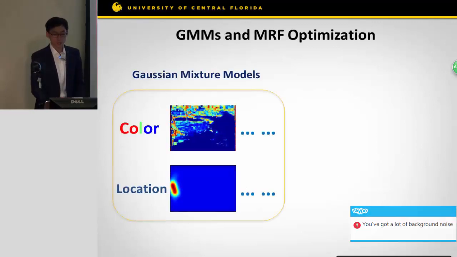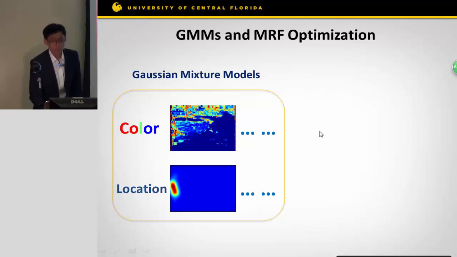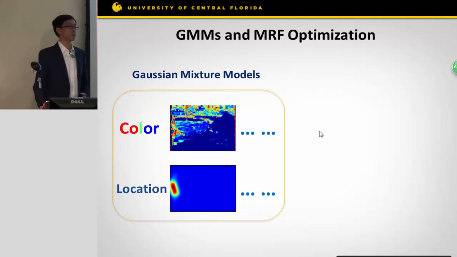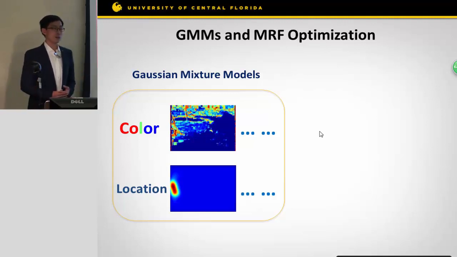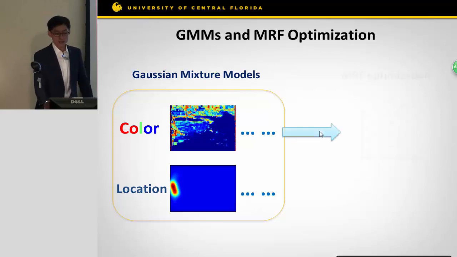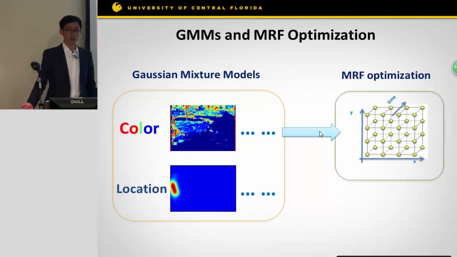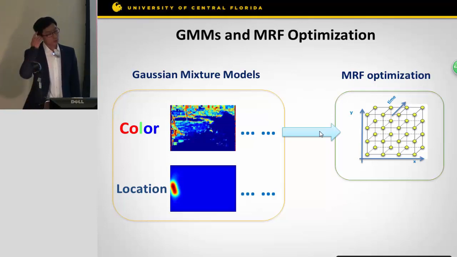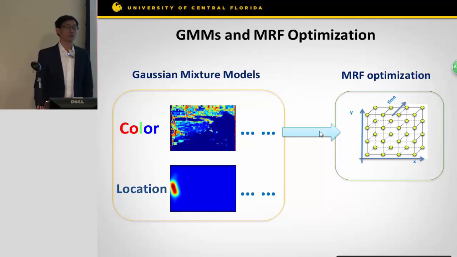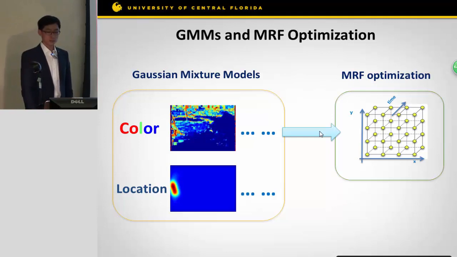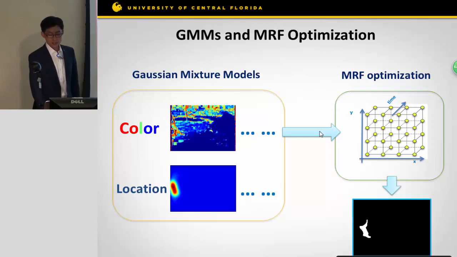Finally, we build the Gaussian mixture models for the background and foreground regions. And for the GMMs, we are using two features, the color feature and the location feature. And then we build a 3D graph for all the pixels in the video frames. And we use a Markov random field to optimize this graph in order to get the pixel level segmentation like this.